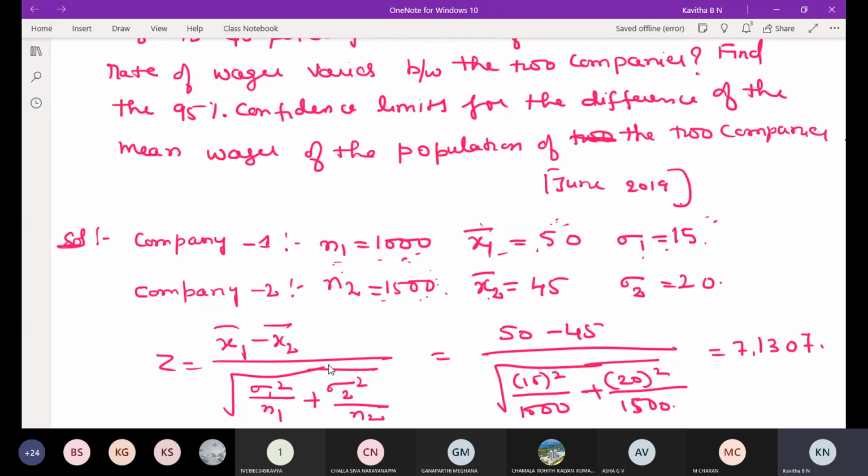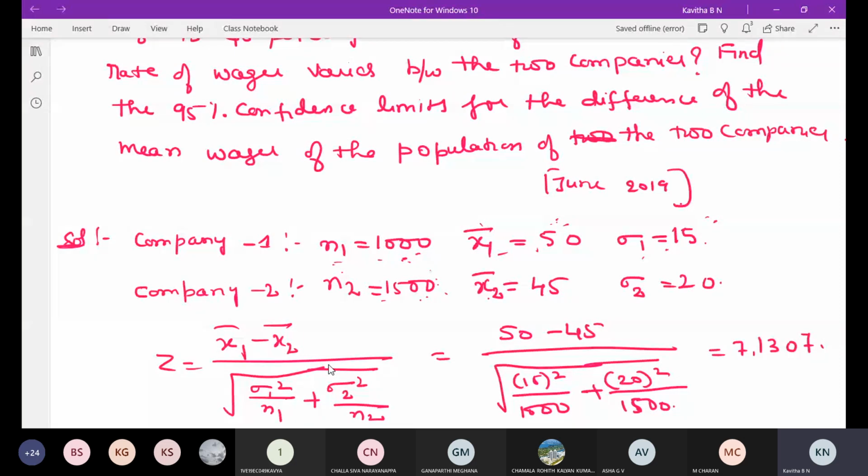Very simple. Two companies are given, and the daily wages, the number of workers and the standard deviations are given. Then use the formula z is equal to x1 bar minus x2 bar divided by square root of sigma 1 square by n1 plus sigma 2 square divided by n2. Then substitute all the values and simplify; you get 7.1307.